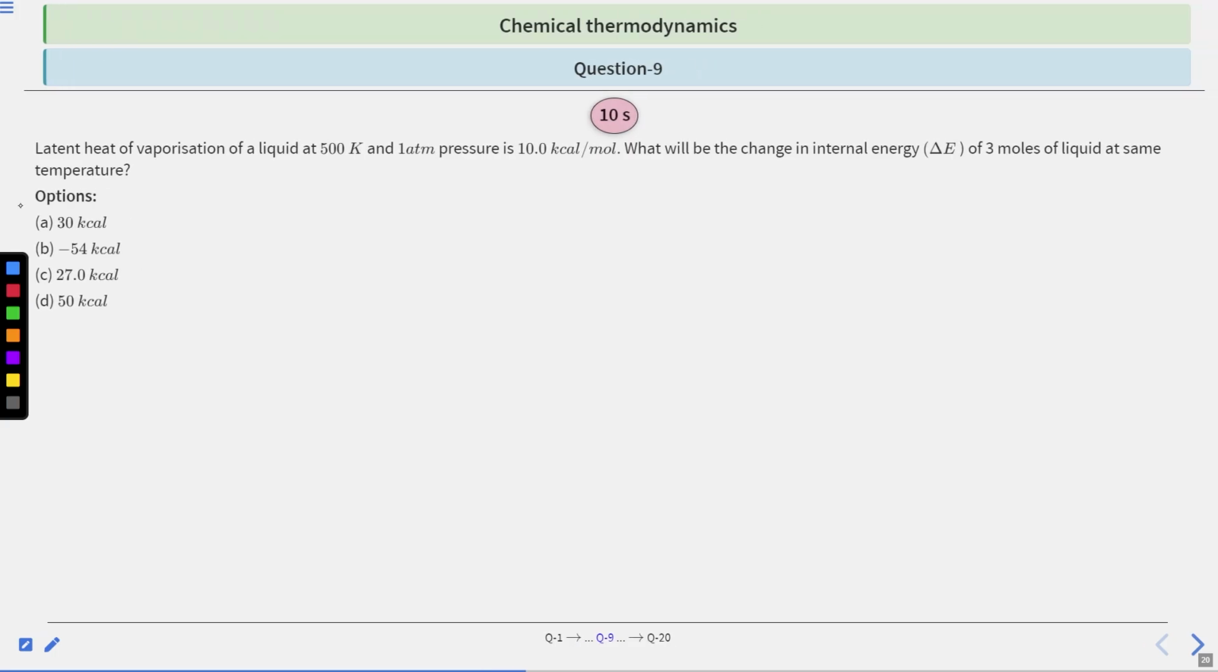Moving on to question number 9. Latent heat of vaporization of a liquid at 500 Kelvin and 1 atmosphere pressure is 10 kilocalorie per mole. What will be the change in internal energy of 3 moles of liquid at the same temperature? Options are 30 kilocalorie, minus 54 kilocalorie, 27 kilocalorie and 50 kilocalorie. So you have 10 seconds to solve this question. After that, we will see the answer.